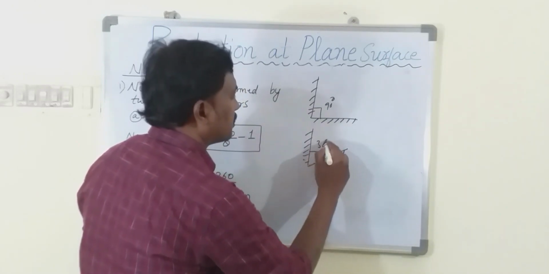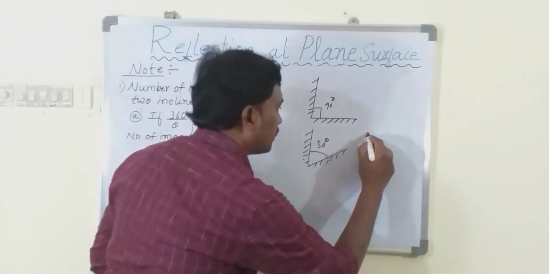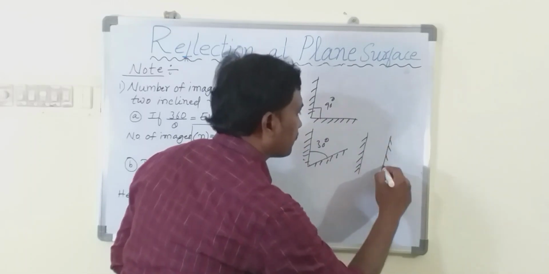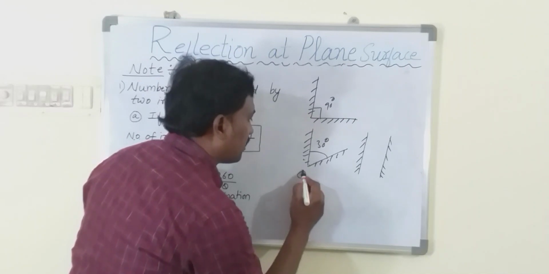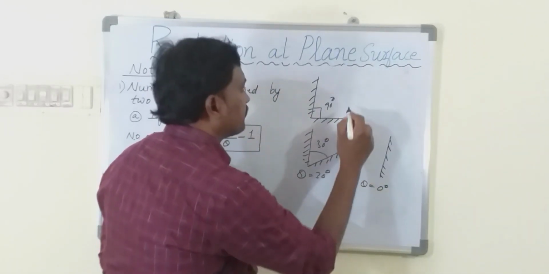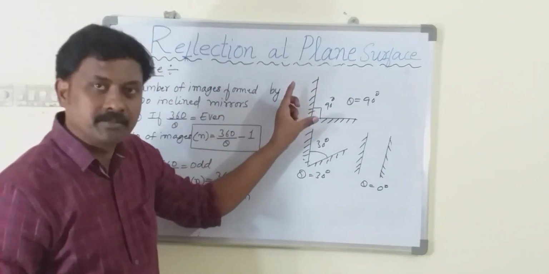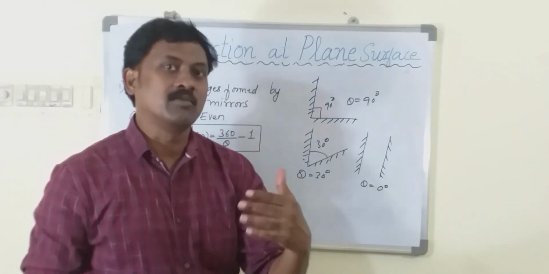Then the angle is 30 degrees. So depending on this, it is called the angle of inclination. Suppose you have one mirror like this and another mirror is like this, then the angle is 0 degrees. The angle is represented as theta. So here theta is 30 degrees, here theta is 0 degrees, and here theta is 90 degrees. Depending upon the angle present between the two mirrors, the number of images which are formed will change.